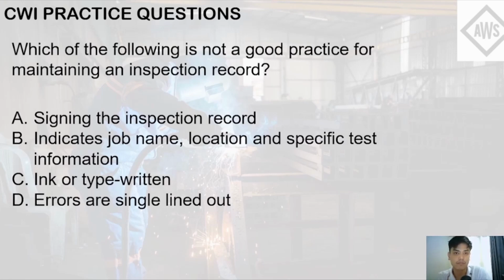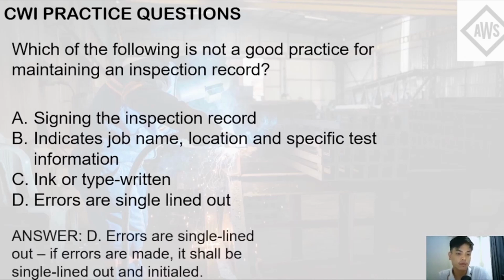For example, if it is a plant, the specific location where the activity is conducted in that plant, in the production area, for example, and the specifics of the testing that is done. So what is the acceptance criteria, what test procedures are done, etc. And it needs to be in ink or typewritten. Errors must be single lined out, and what is missing in this choice, it needs to be initialed.